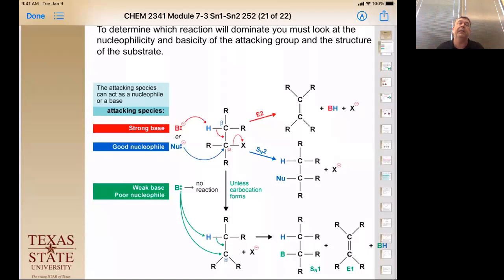Two of them are going to be the same. The E1 and E2 products are going to be similar. Remember, in our eliminations, we're going to look at the size of the base to tell you whether you have the thermodynamic product, the more substituted product, or the kinetic product, the less substituted product. Those are the Hofmann products and the Zaitsev products. Make sure you have that clear in your head as well, and I'll help you decide which is which as we go through this set of slides.